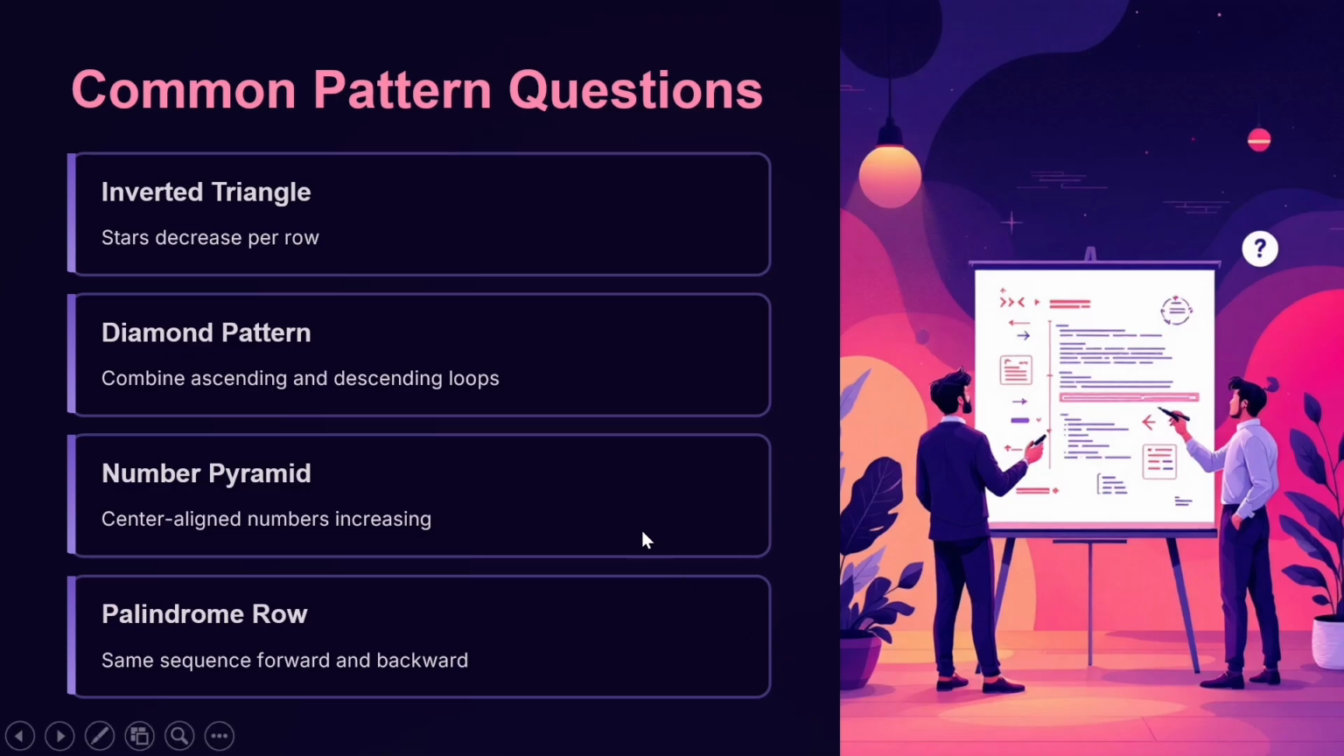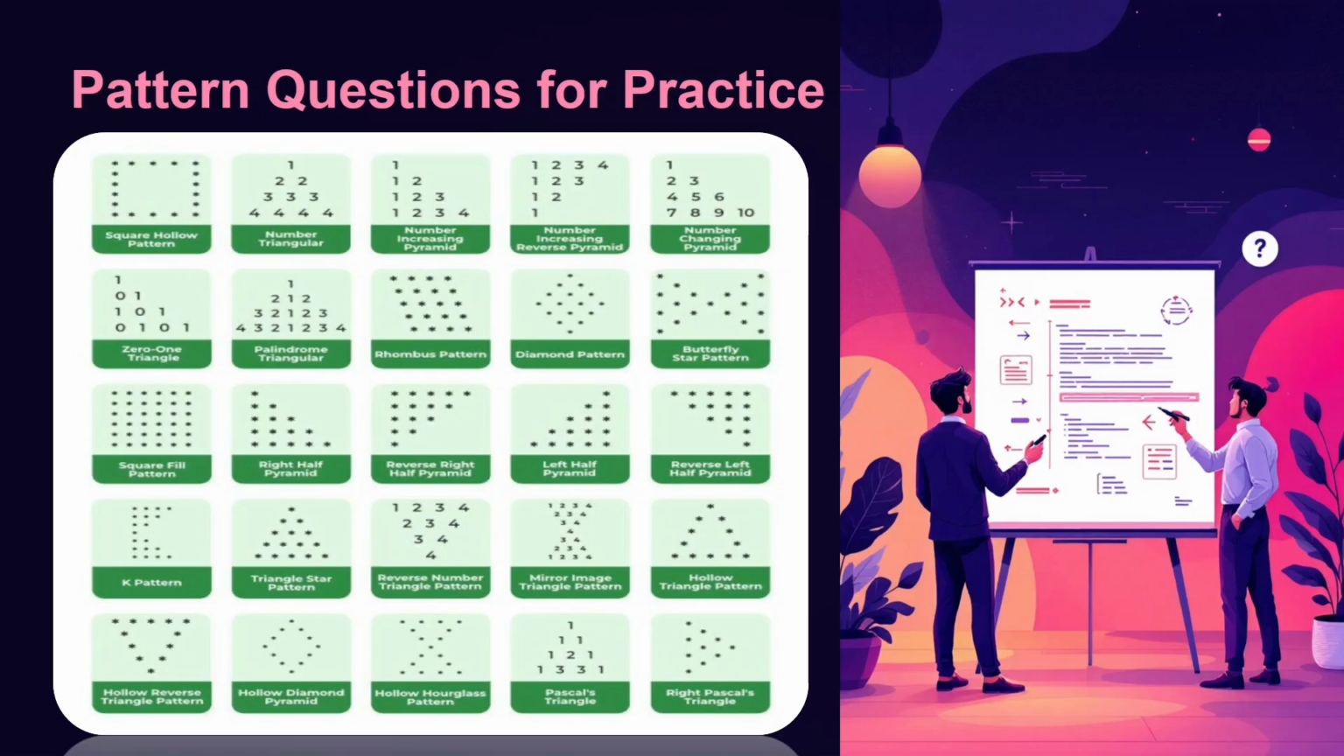So you can practice some questions. Try to print the inverted triangle, diamond pattern, number pyramid, pascal row. There are so many patterns you can print. These are some of the patterns you can practice: number triangle, number increasing pyramid, increasing reverse pyramid, right? So this is the triangle star pattern, this is the diamond pattern. You can practice, and this will enhance your loop concept as well as the 2D matrix concept, right?